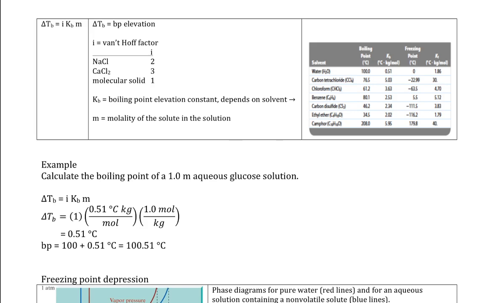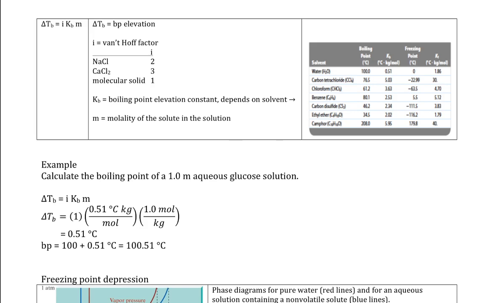I would be 2. In 1 mole of CaCl2, we would have 3 particles, so I would be 3. With any molecular solid, 1 mole of molecular solid equals 1 mole of particles. So I would be 1.